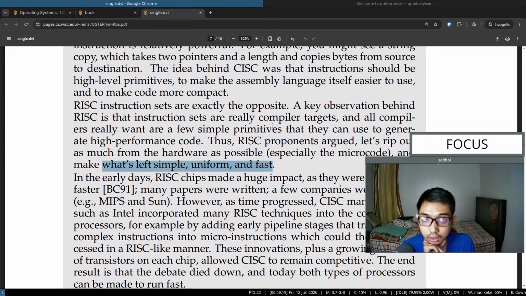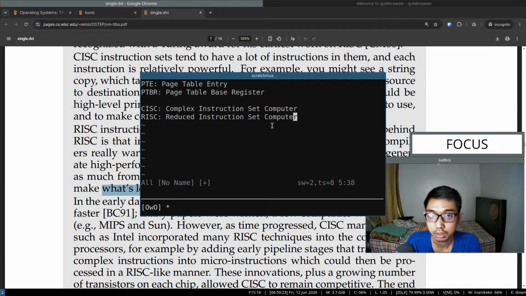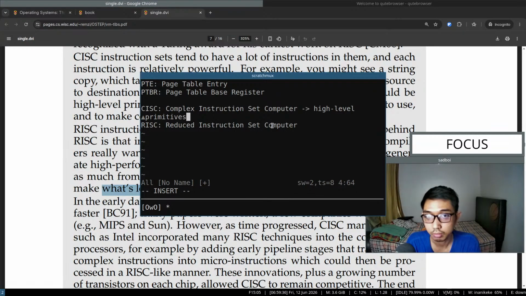Okay. High-level primitive, maybe something like that.